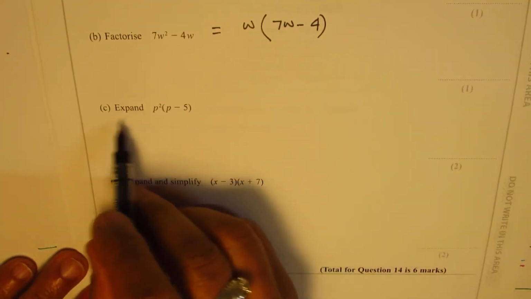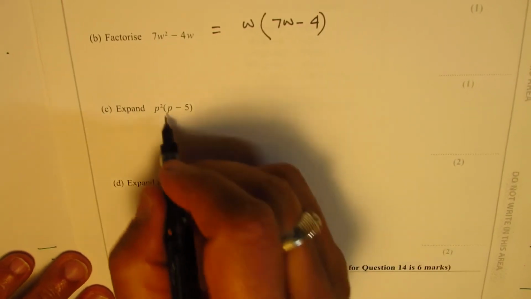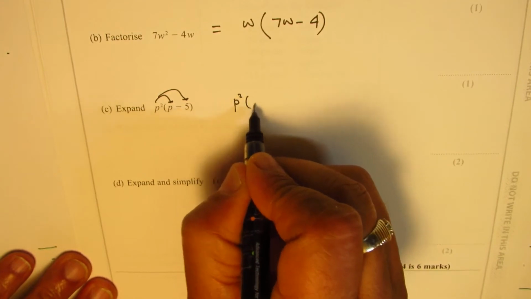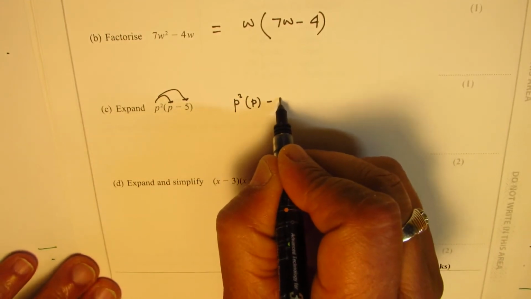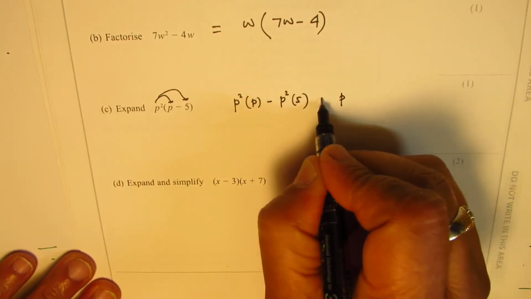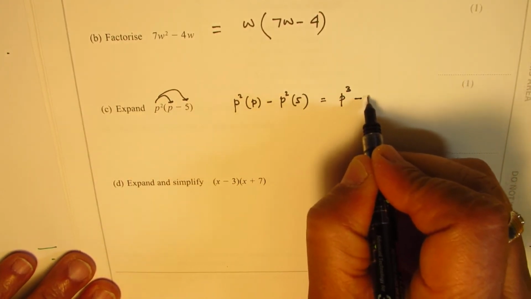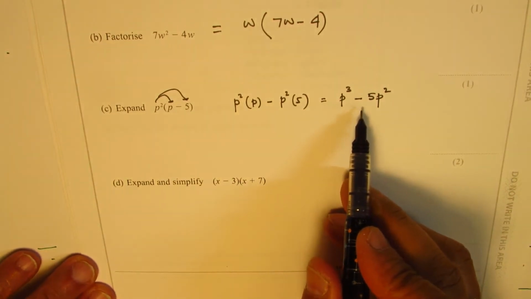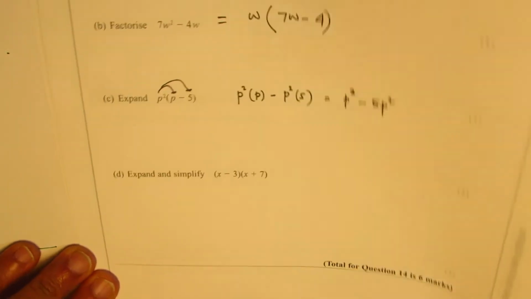Now part C is to expand p squared times p minus 5. So when you expand, you need to multiply with both. So we get p squared times p minus p squared times 5. So what you get here is equal to p cubed minus 5p squared. Now it is a good practice to write numbers before the variables.